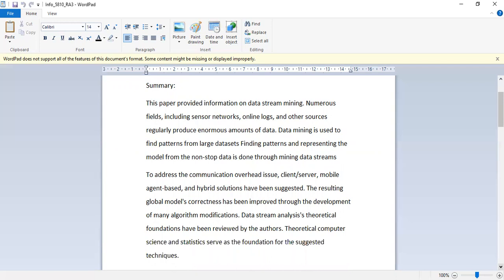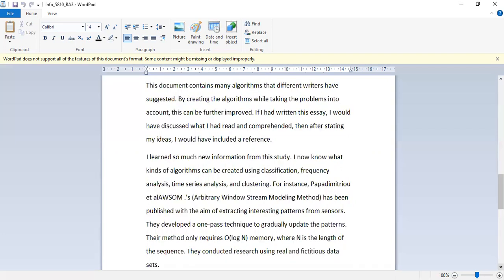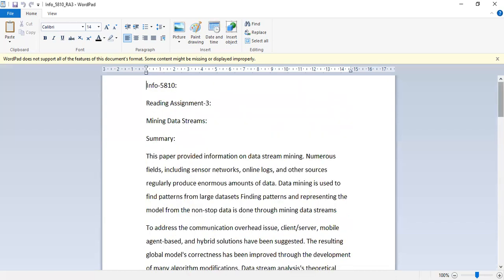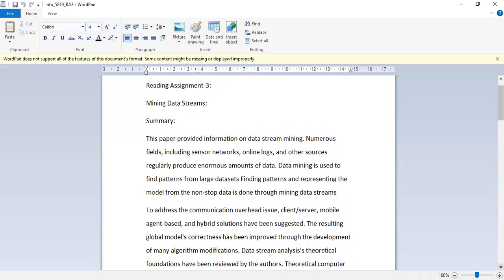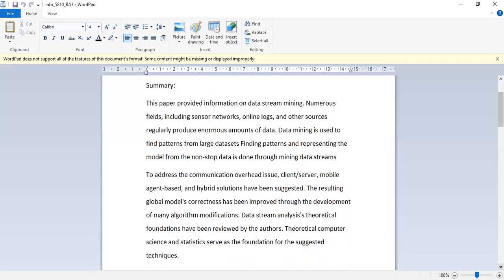Data stream analysis theoretical foundations have been reviewed by the author. Theoretical computer science and statistics serve as the foundation for the suggested techniques. And data stream mining methods can be divided into two categories. One is task-based and the other is database techniques. So let me tell you what exactly the task-based and the database techniques are.